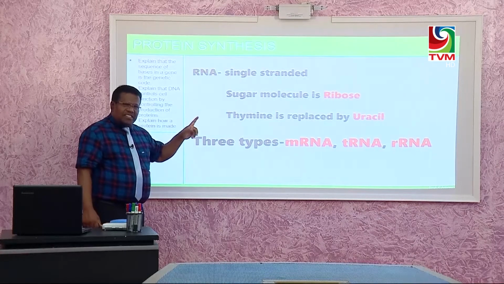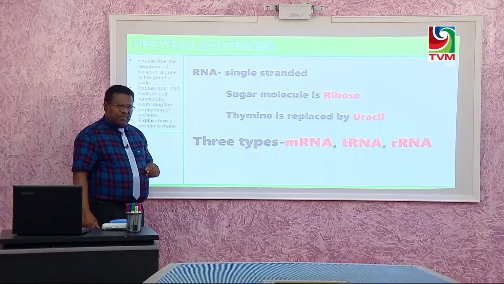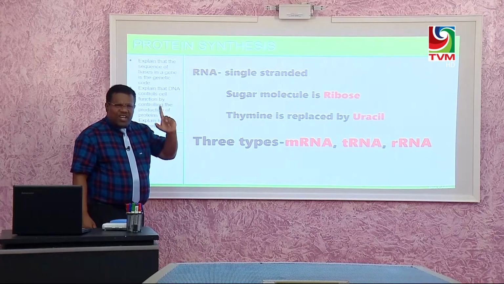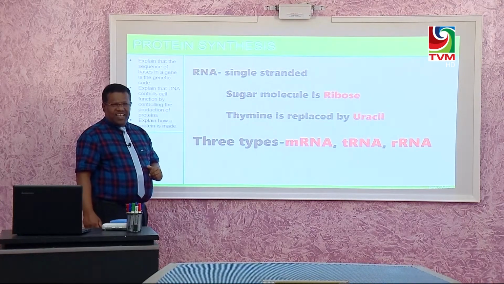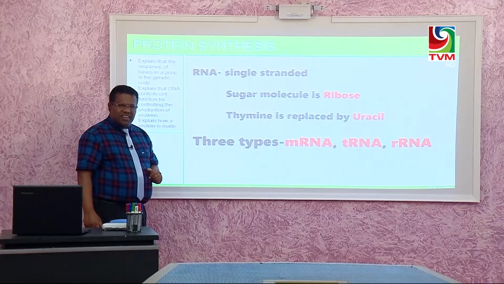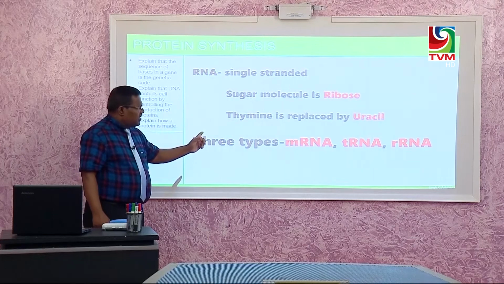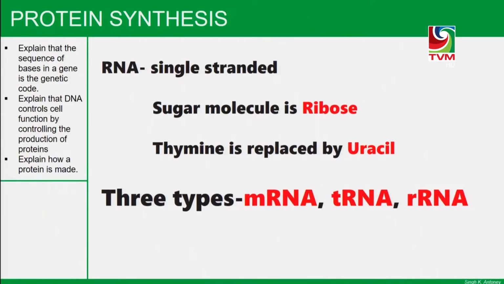Then there is a difference in the nitrogen bases also. In case of DNA, adenine, guanine, cytosine and thymine. These are the 4 nitrogen bases. In RNA, thymine is not there. Instead of thymine, there is another nitrogen base known as uracil.